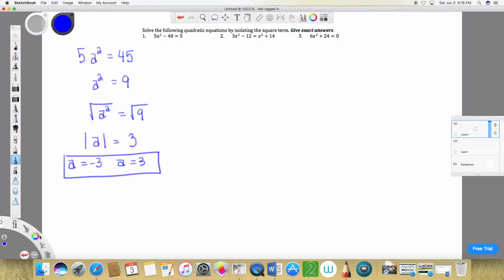Let's take a look now at number 2. And again, we don't have a linear term. Let's subtract x squared from each side. We'll have 2x squared, because 3x squared minus 1x squared is 2x squared. Let's add 12 to each side, so we have 26. Let's divide by 2.